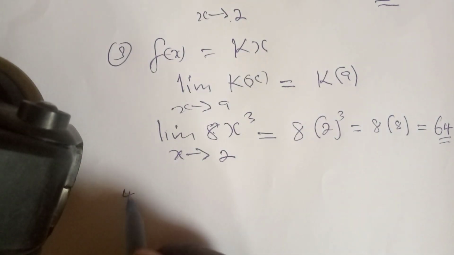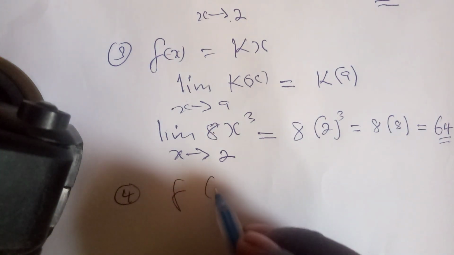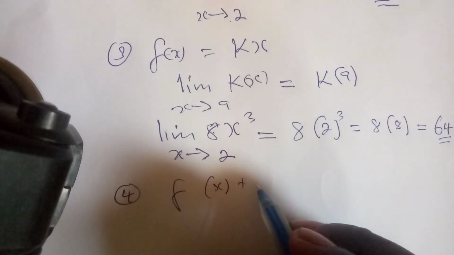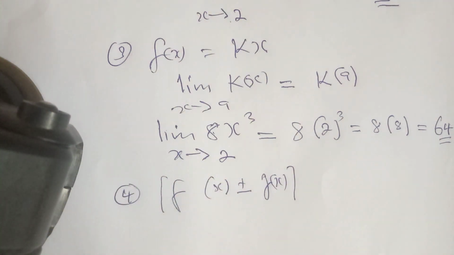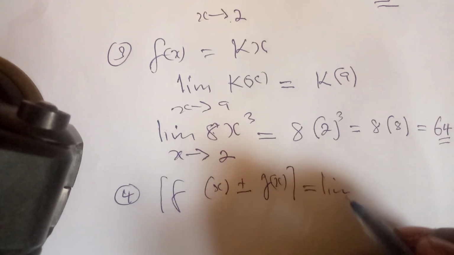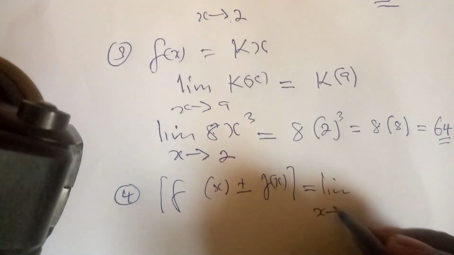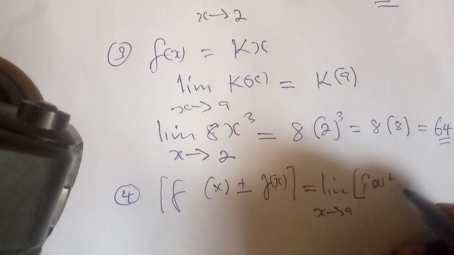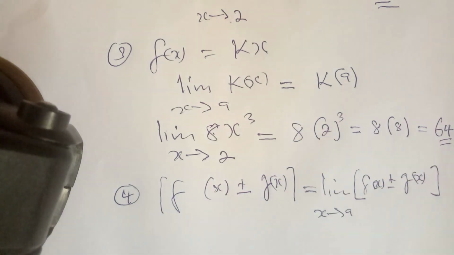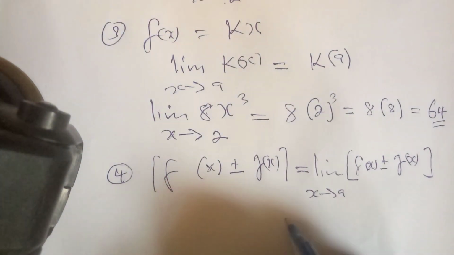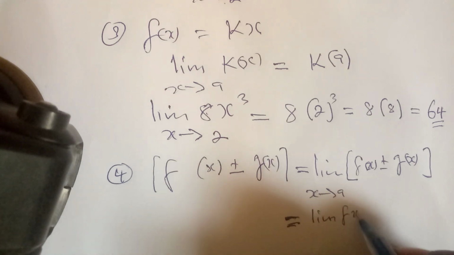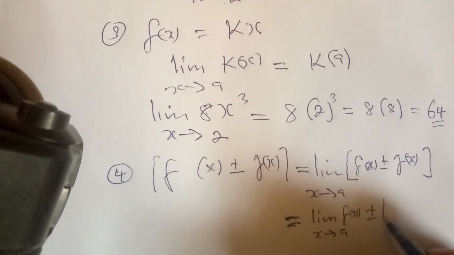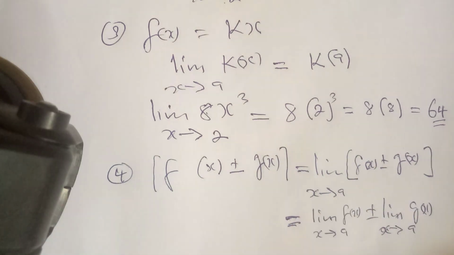And number 4, if you have two functions, f of x plus or minus g of x, when you pass the limit as x goes to a of f of x plus or minus g of x, this can be expressed as the limit of f of x as x goes to a, plus or minus the limit of g of x as x approaching a. So you see, you pass the limit.